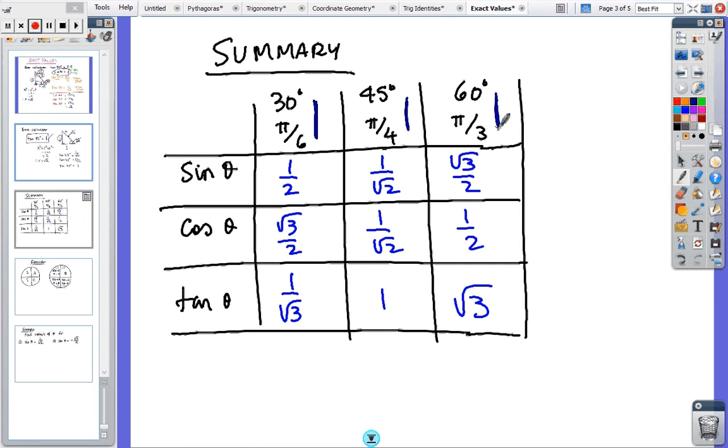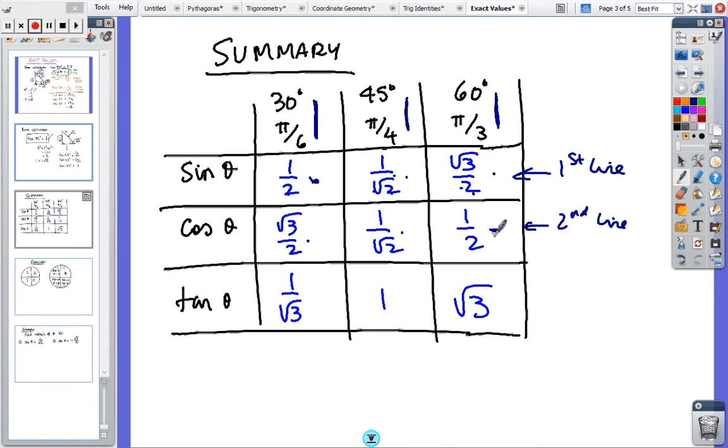So sine starts at a half, goes to 1 on root 2, goes to root 3 on 2. But once you've written down that first line, the second line is the direct opposite order. So just change the order: the third becomes the first, the second stays the same, and the first moves over to the third. Once you know the first line, the second line is automatic.